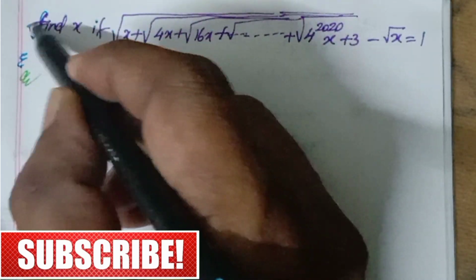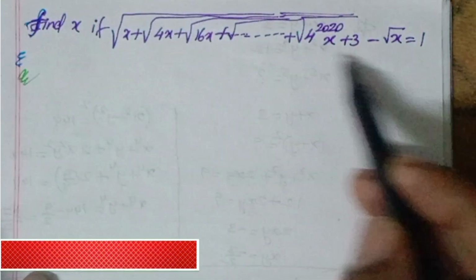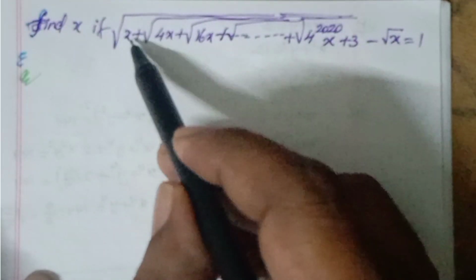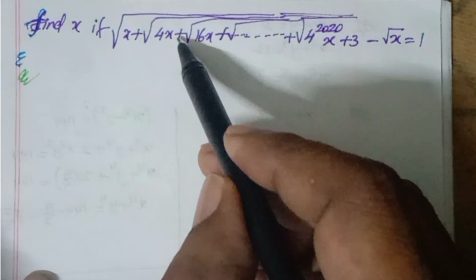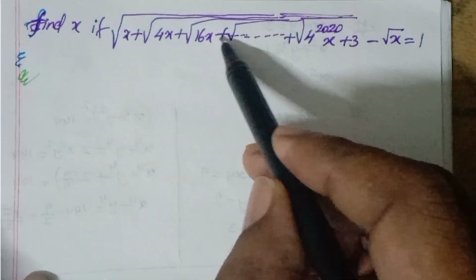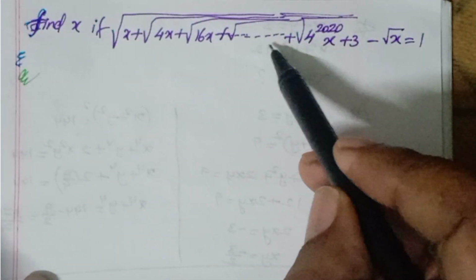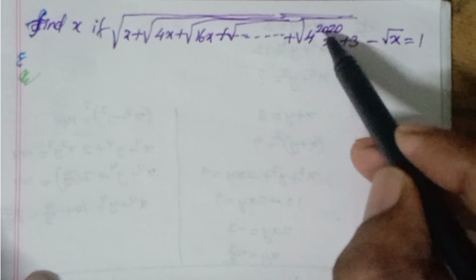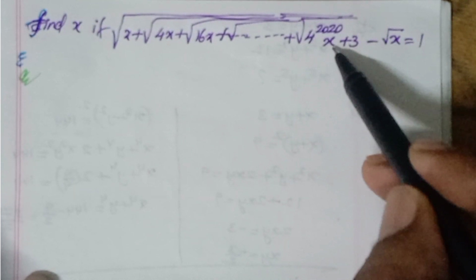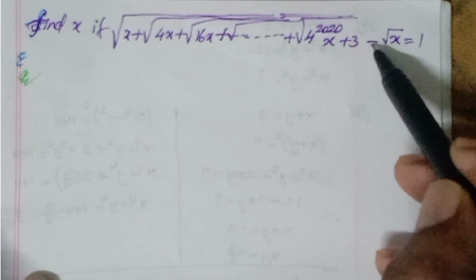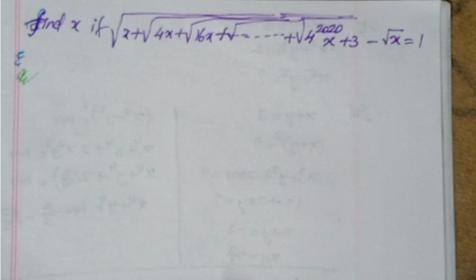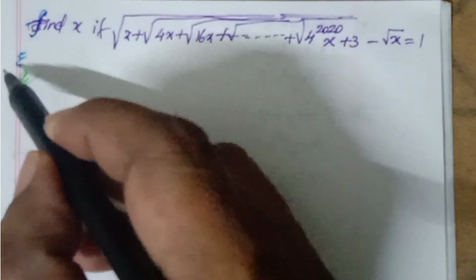So the question is given like this: find x. You have to find the value of x. The square root of x plus square root of 4x plus square root of 16x plus so on, plus square root of 4 to the power of 2020 x plus 3, minus root x, equal to 1. So this problem is a logical problem.